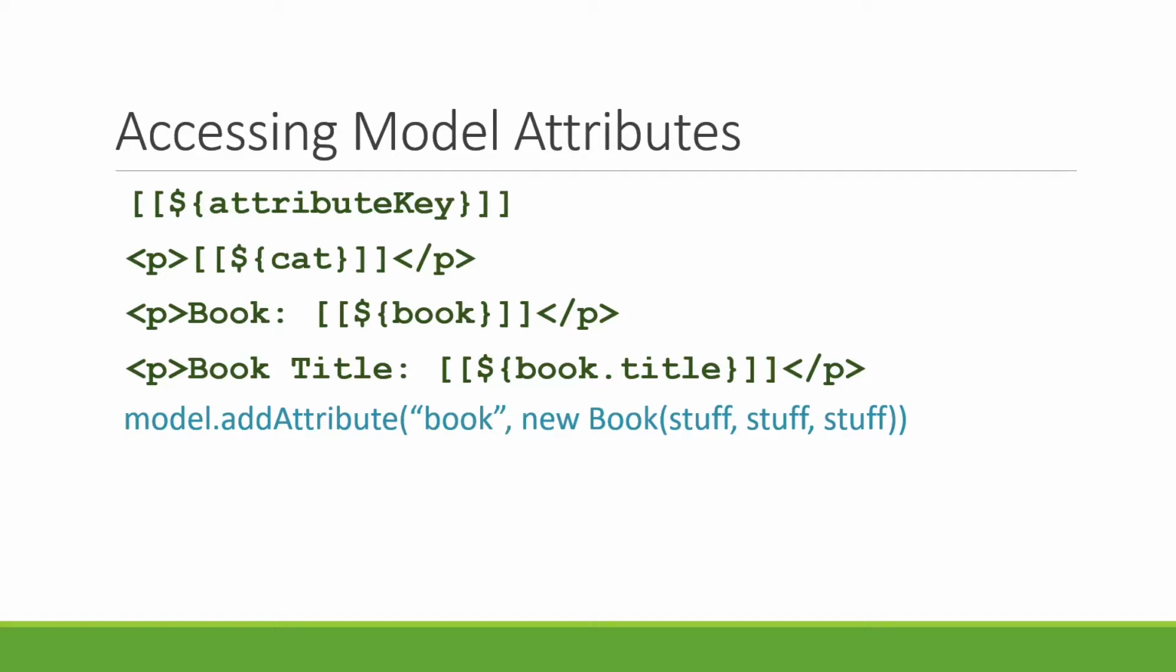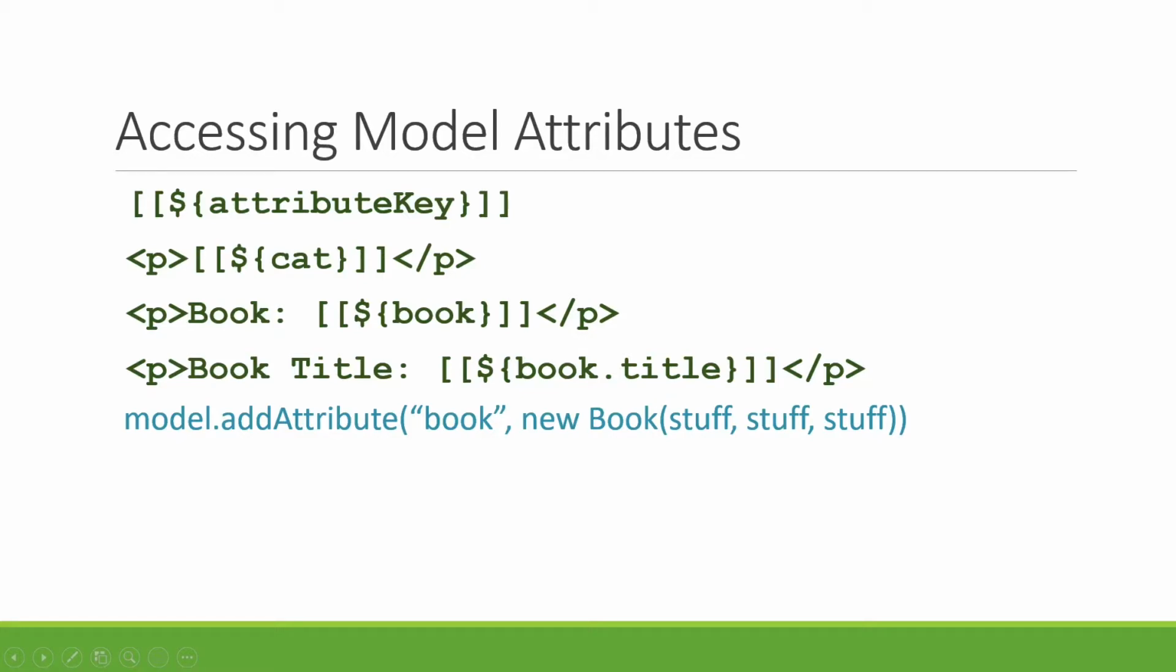As long as the book class follows bean law, this is exactly how you access instance members of an object. You can access any instance variable or data member of an object simply by using dot notation and then the name of the variable. So in this case, book.title or book.isbn or book.author.